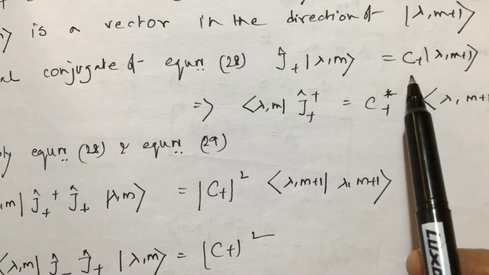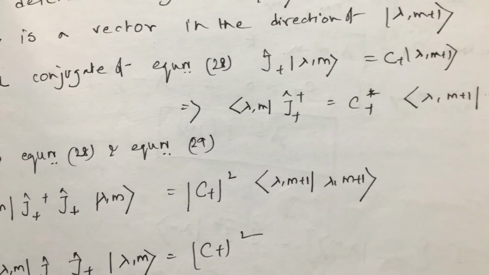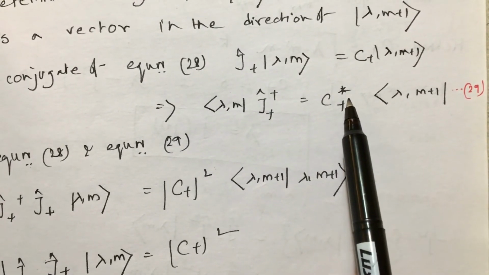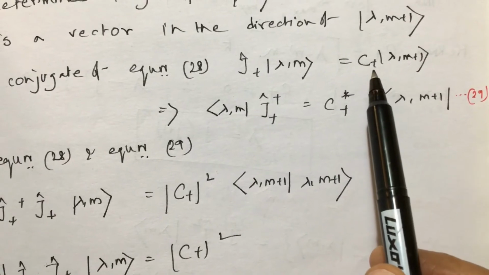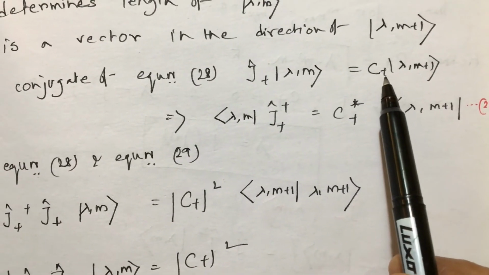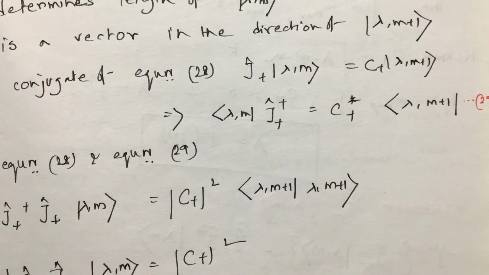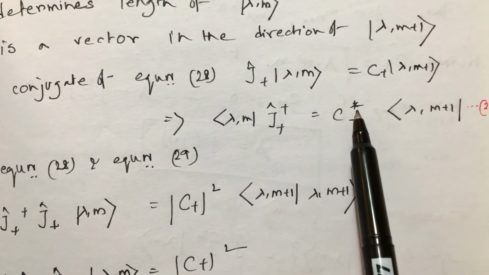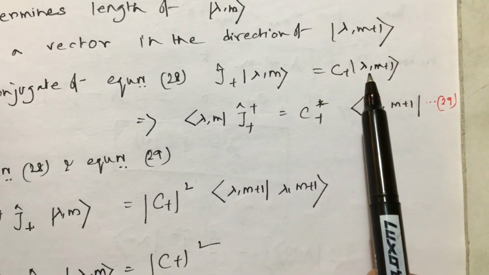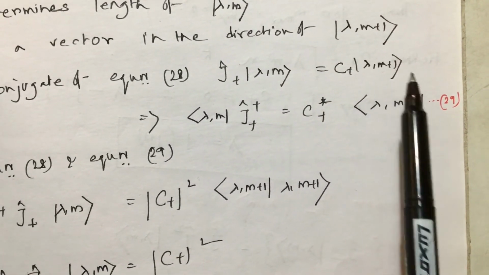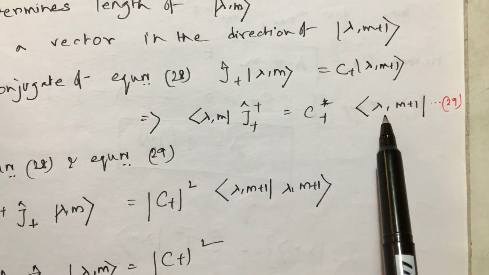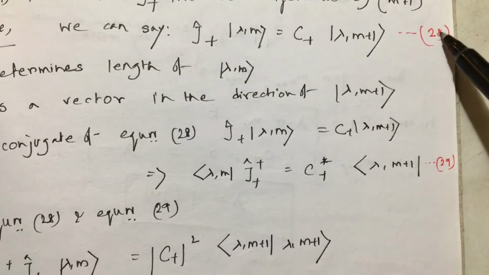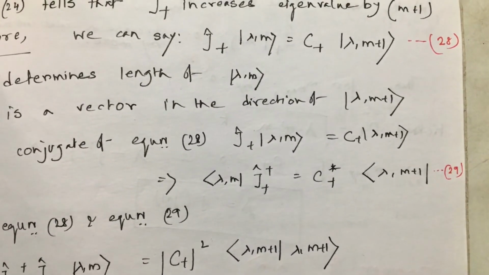We normally consider these eigenvalues as complex, so c plus star is the complex conjugate of c plus, because these eigenvalues are generally complex numbers. That's why I have written this as c plus star, and the ket vector |λ, m+1⟩ becomes the bra vector ⟨λ, m+1|. This is equation 28. Now I need to multiply equation 28 and equation 29, and let's see what happens.